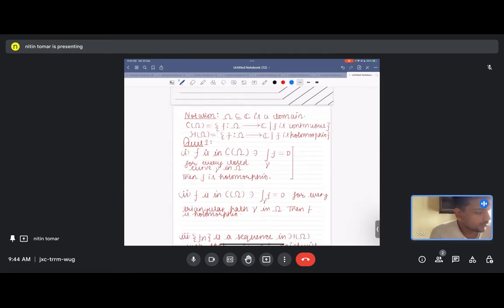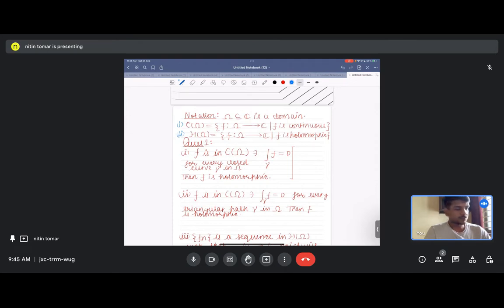So, here onwards, omega will be a domain in the complex plane. In the complex plane, by a domain, we mean an open connected subset. C of omega will be the space of all continuous functions on omega, and H of omega will be the space of all holomorphic functions on omega.